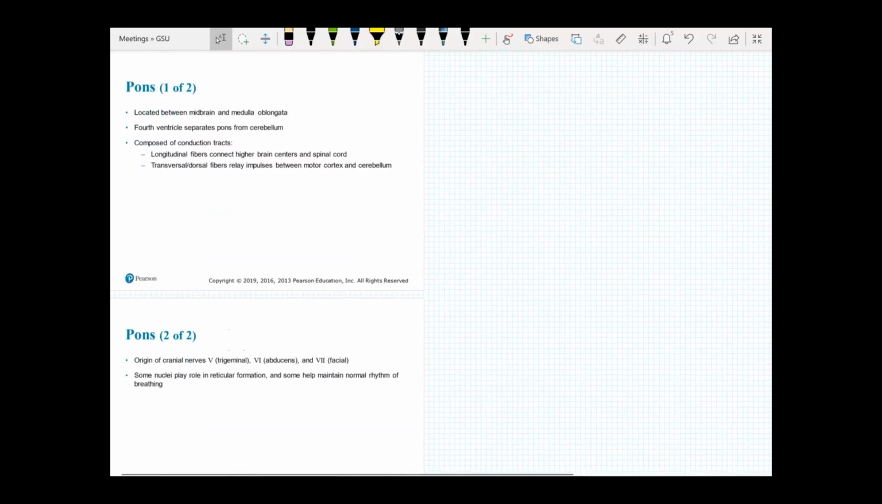Okay, so you have two more. It's going to be your pons. And when we're looking at your pons, it's connected between the two. And the big takeaway for this pons is that it's really going to be tracts. And these two tracts are going to be those that are longitudinal fibers that are connecting lower and higher.